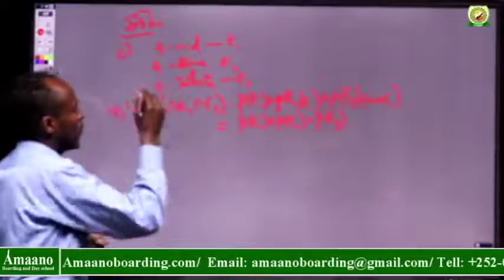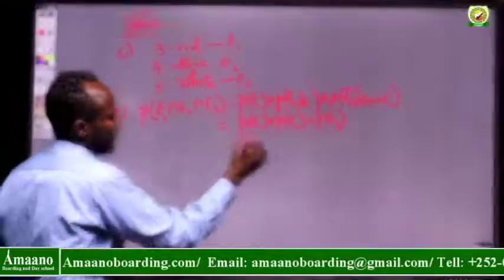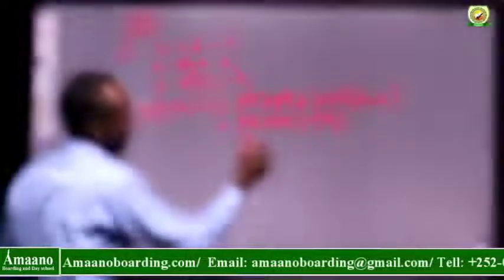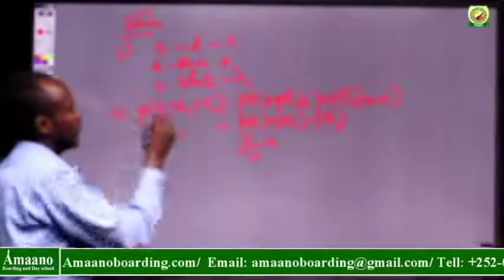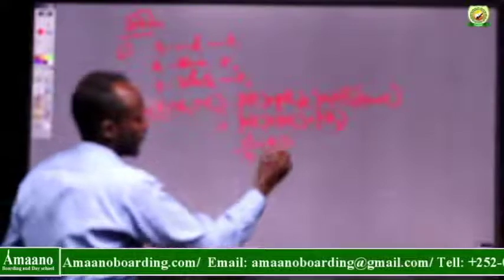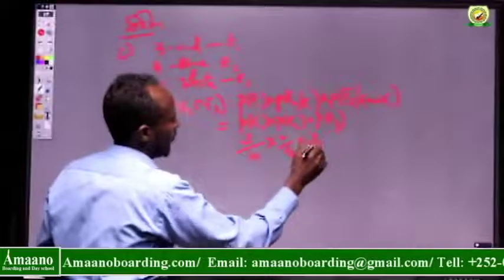What is the probability of getting a red ball from here? It is 3, the total is 10. Second to be blue, it is 4 over 10, the total does not change because replacement is made. The third one, it is 3 over 10.